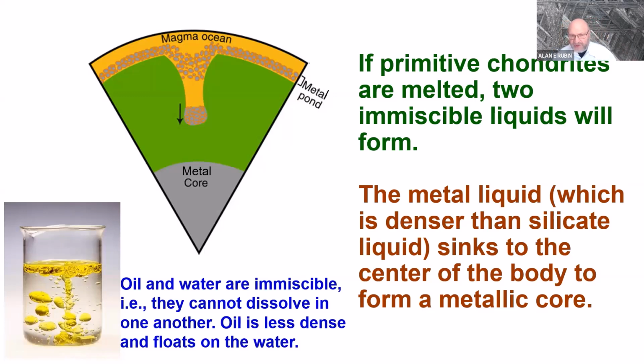This is very similar to oil and water, as we see here at the bottom left. Oil and water are immiscible. They do not dissolve in one another. Oil is less dense than water, and so if we have a mixture like this that reaches equilibrium, the oil will float to the top of the liquid and form a scum at the top, and the water will be beneath.